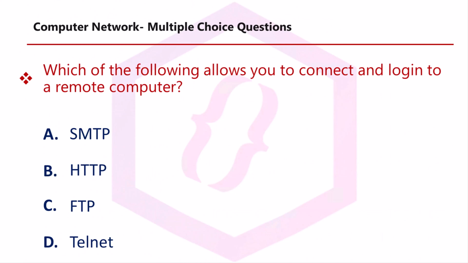Which of the following allows you to connect and log into a remote computer? Option A, SMTP. B, HTTP. C, FTP. D, Telnet. And the correct answer is option D, Telnet.